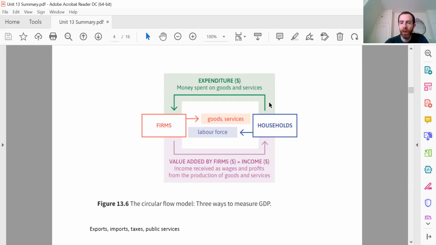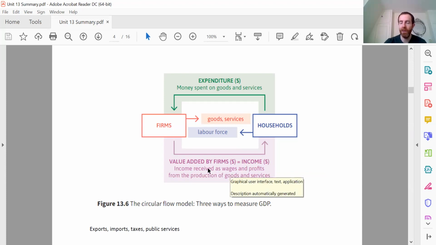So the expenditure way, the spending way, we're just looking at all of the money that households are spending and giving to firms. Then if we look at firms, we're looking at the value that they are adding. And the value that they are adding has to be the same as the income that is received by the households.